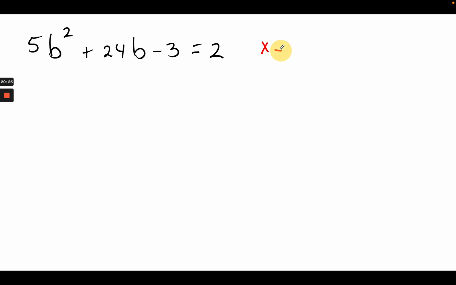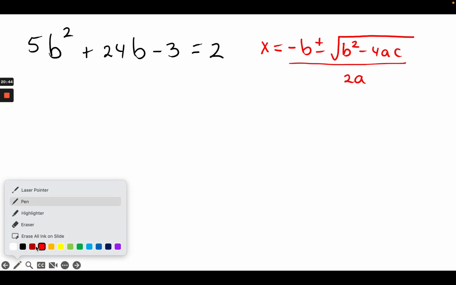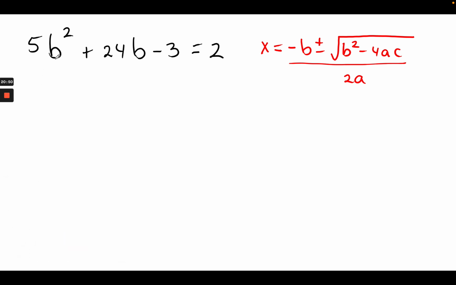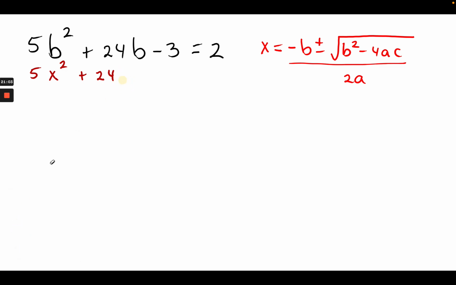We write our formula. X is equal to negative b plus or minus the square root of b squared minus 4ac all over 2a. And I'm sorry that they used weird variables here because it does kind of make it confusing. Don't get hung up on the fact that these are b's. You can rewrite it as x's if that helps.